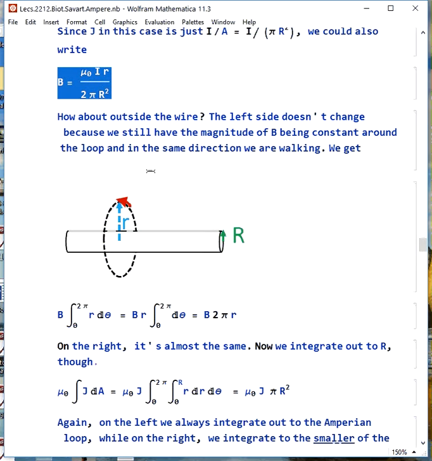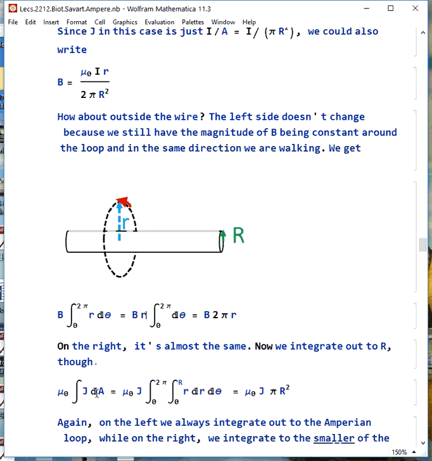Now, the left side doesn't change. We still have the magnitude of B being constant around the loop and in the same direction we're walking. We get the same thing on the left every time we've done this so far: B times 2 pi R. On the right, it's almost the same.